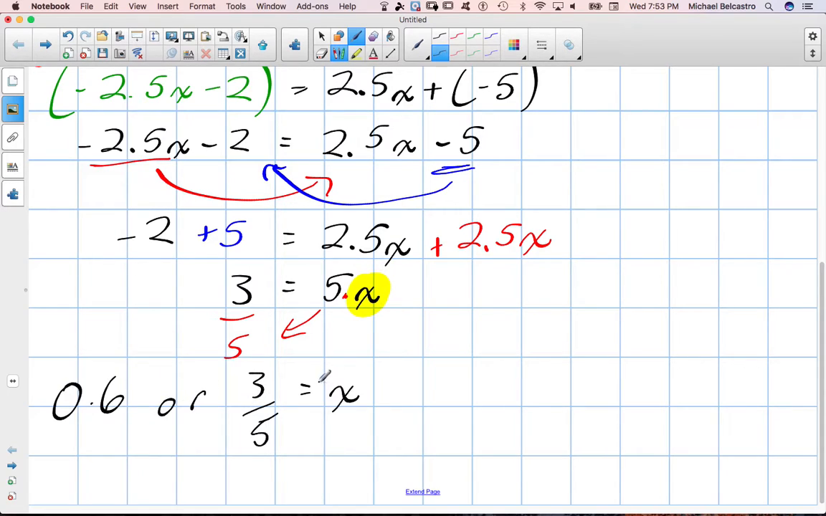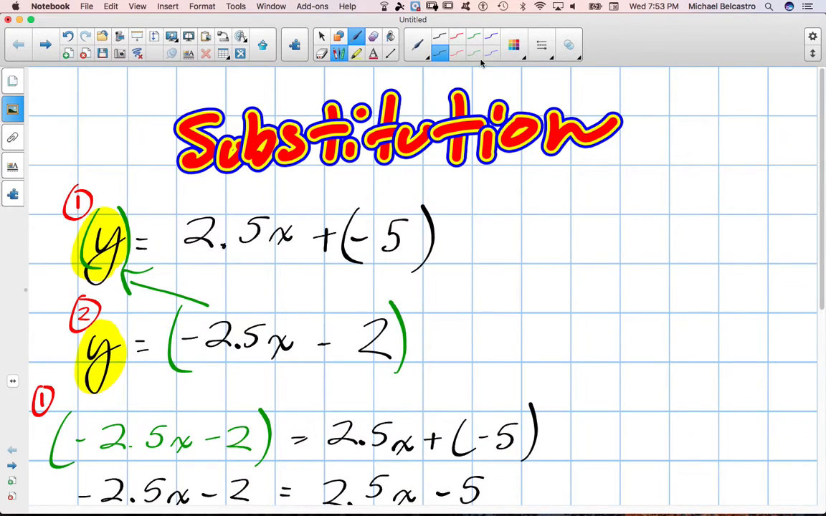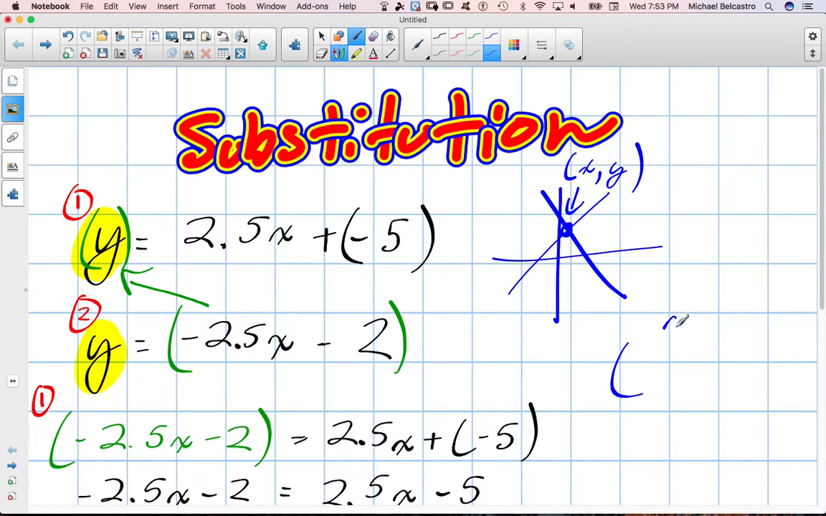0.6 would be the decimal here. Okay? We're not done. When you're finding a linear relation or a system of linear equations, this is just a rough sketch. You're finding some coordinate, and that coordinate has both an x and a y value. We just found an x value. It is either 3 over 5 or 0.6, whether you use fractions or decimal. We're still left solving for the y.